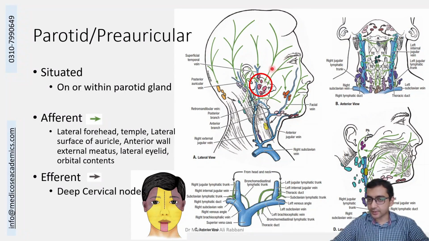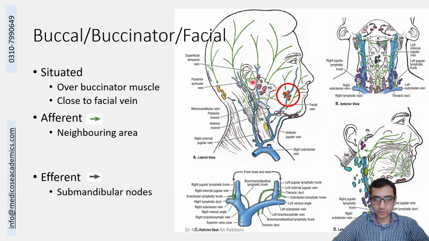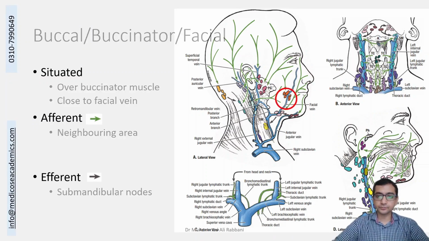It is receiving the lateral aspect of the temple, the lateral aspect of the orbital cavity, the lateral aspect of the forehead, the temple region, and a part of the external auditory meatus, especially the anterior one. And it itself drains into the deep group of cervical lymph nodes. Then there are the buccal nodes. There is an additional group of nodes right here on your cheek, the buccal nodes, and they are close to the facial veins. They drain part of the nose and eyes and the nearby area of the ear. It drains along the facial vein down to the submandibular group of nodes.